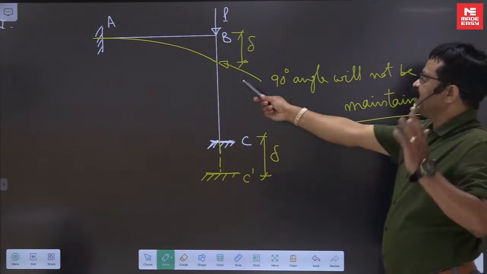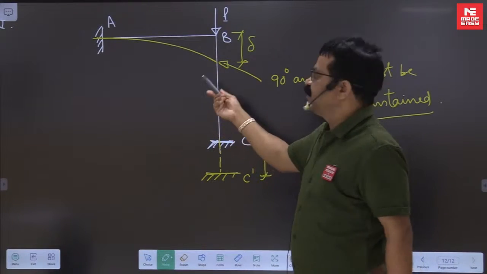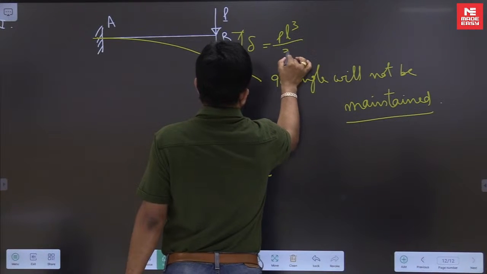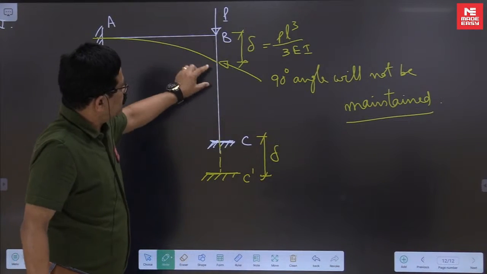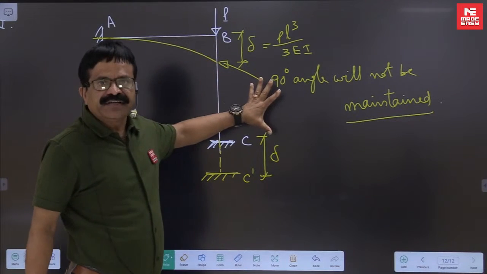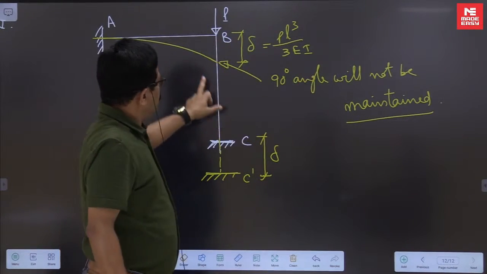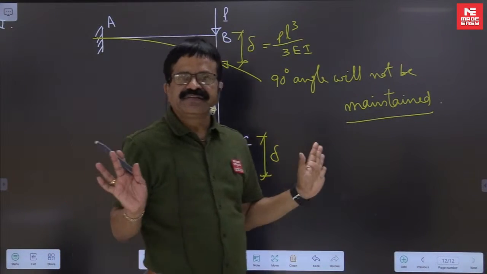Now you see, this profile is a known profile for us. It is like a cantilever deflection profile. Now we know the value is PL cube by 3EI. That means if the BC rod sinks down by PL cube by 3EI, the entire load P is taken by the beam only. This rod simply keeps quiet.